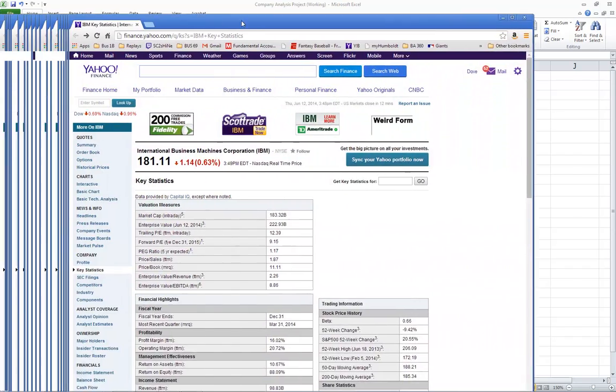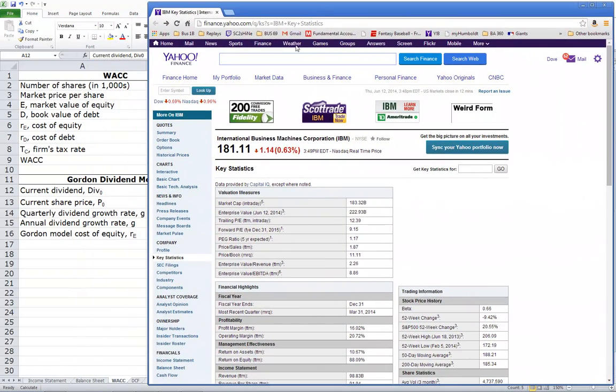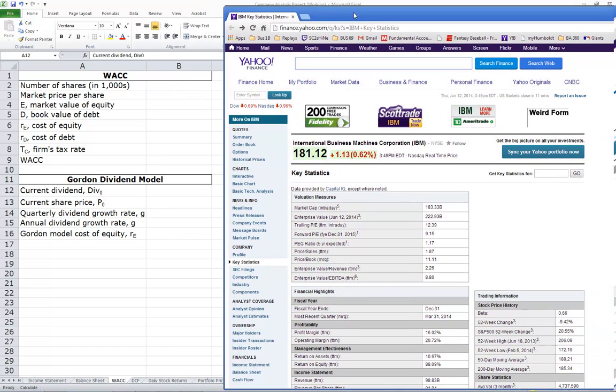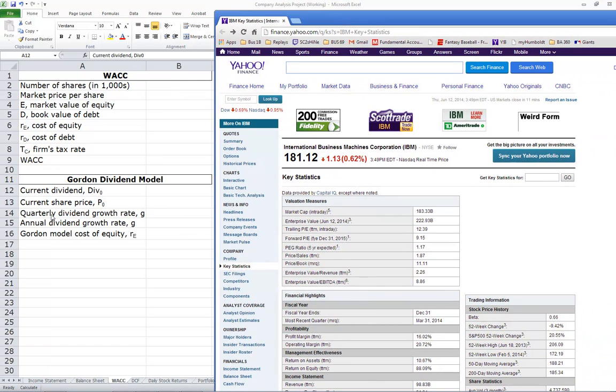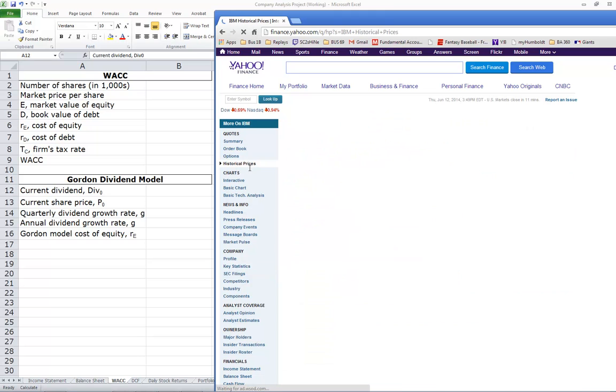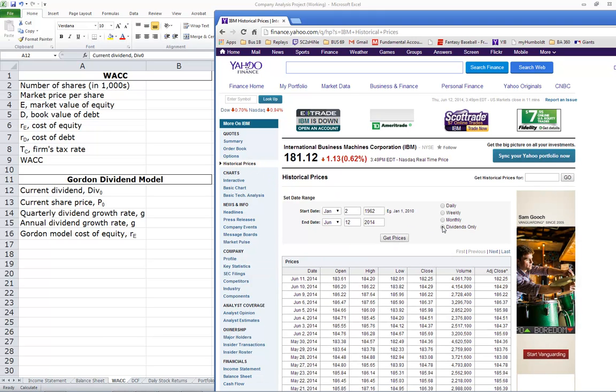As you can see, I've looked up my company, IBM, on Yahoo Finance. And the first thing we need to do is to find the current dividend. We also need to know the quarterly dividend growth rate. So we're going to go to historical prices, and we're going to download dividends only.